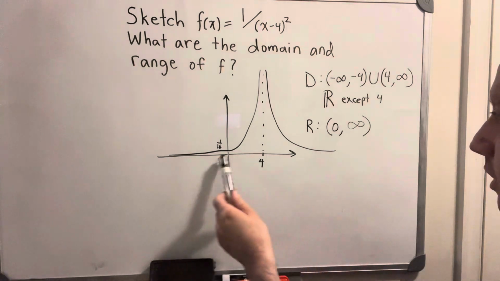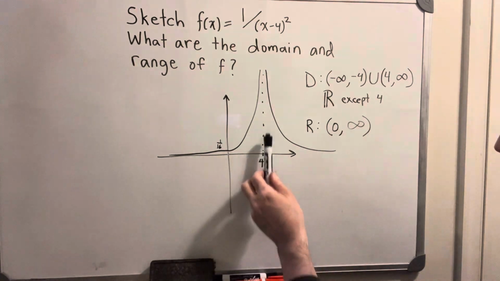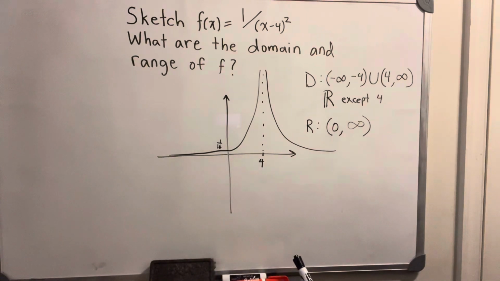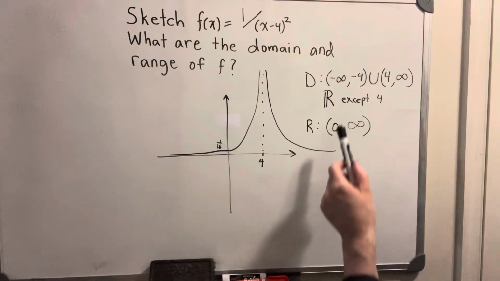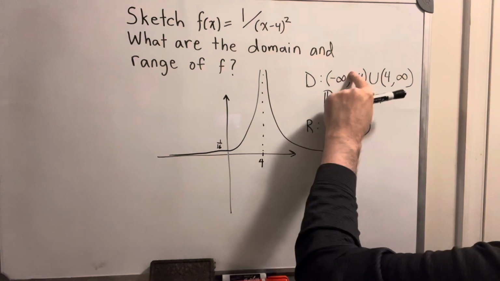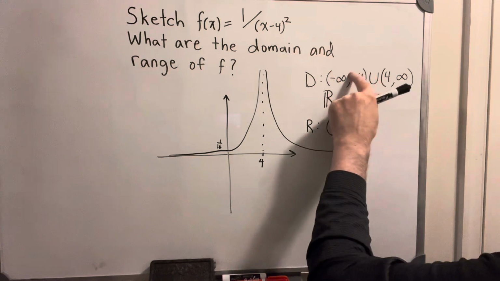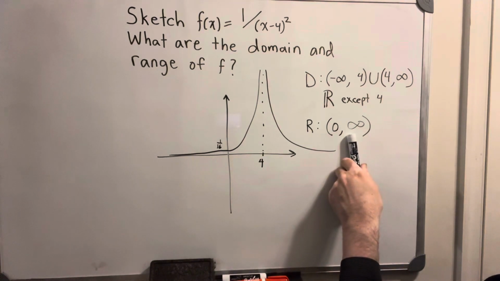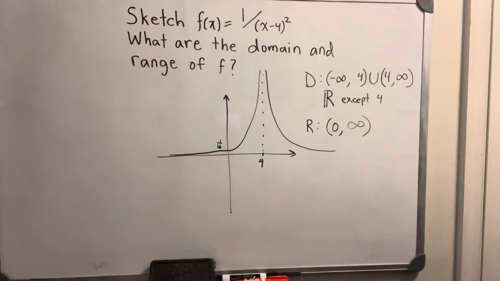So there's the sketch of this with these key values. At 4, there's a vertical asymptote. It crosses the y-axis at 1/16. And the domain is basically all values except for 4. Oh, did you see that mistake that I made? You wouldn't want to have a negative right there. It's always good to double check your answers. And the range is the set of all positive values. I think that's it.